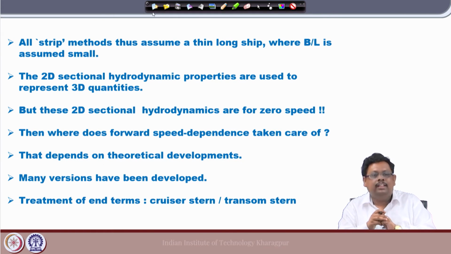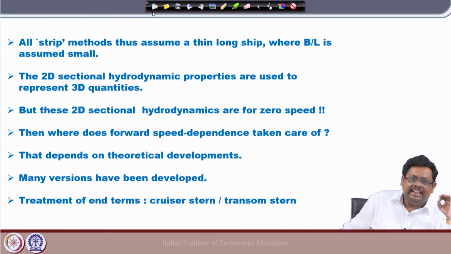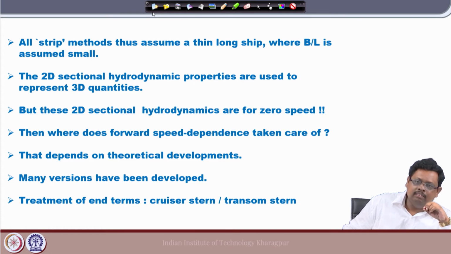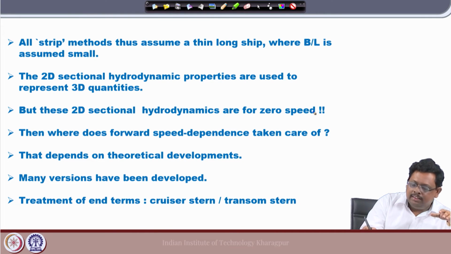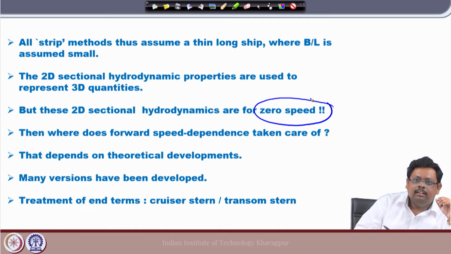Now, look at the third point. It says that this 2D sectional hydrodynamic is for the 0 speed. My question is this: if strip theory means integration of the two dimensional property along the length, how does it work for the forward speed? Because all these two dimensional properties we are getting for the 0 speed. How can this apply for the forward speed?